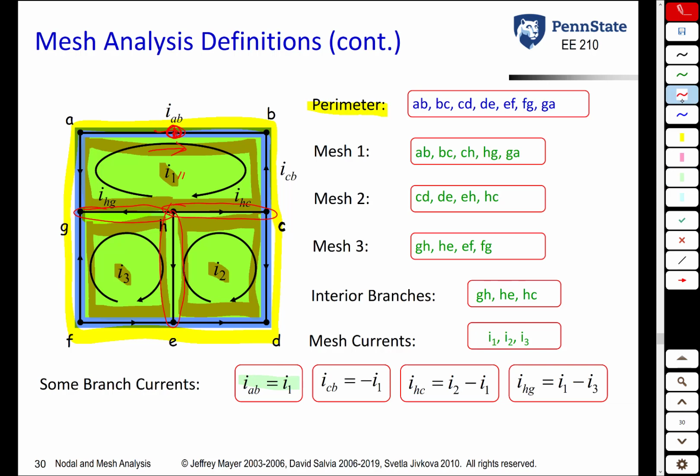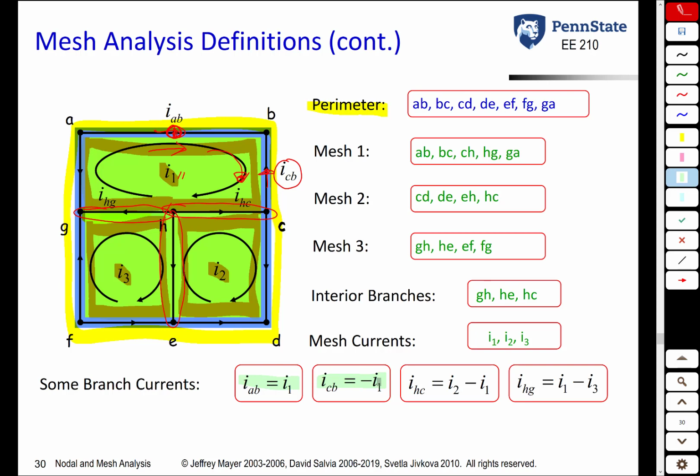Let's look at ICB. ICB is also a branch current, so it's also going to be equal to a mesh current. However, because ICB is going in this direction and I1 is defined as clockwise, notice they're opposite directions. So ICB is negative I1. So the branch currents are equal to the mesh currents, but there could be a difference in sign.